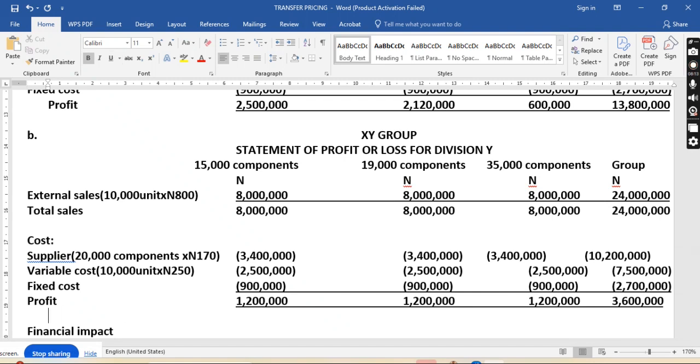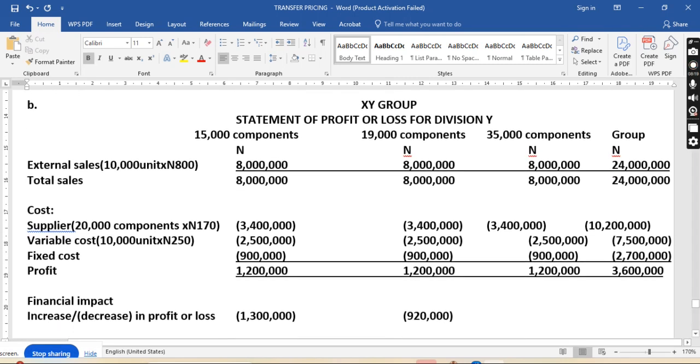What is the difference? 1,200 minus 600. What do you have? 600. So you have 600. The profit increases, right? 600,000. So will the group also increase or decrease?